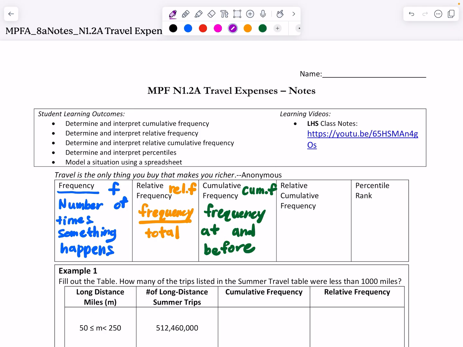Relative cumulative frequency, kind of like relative frequency, it's going to be your cumulative frequency divided by the total. And then a percentile rank is going to be your percent at or below that number. So for instance, sometimes it'll say they're in the 99th percentile, and that means that 99% of people are that value or lower.